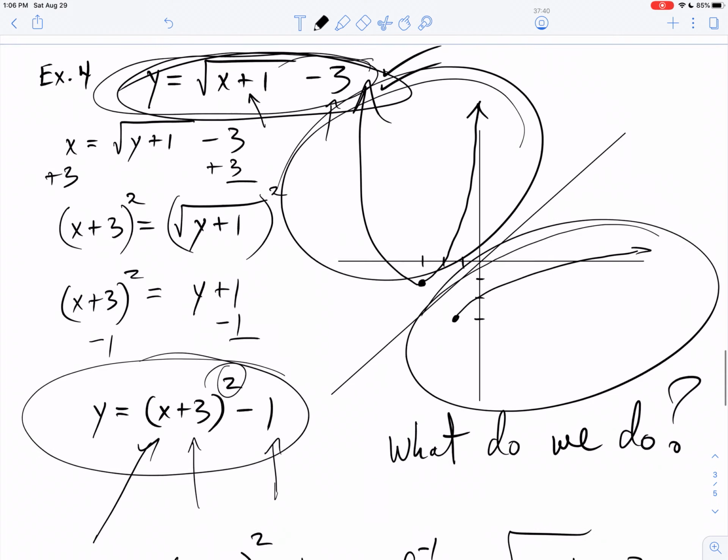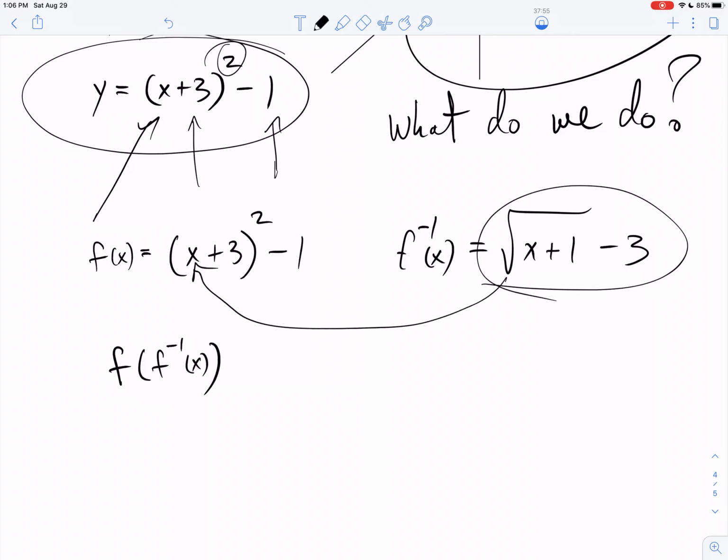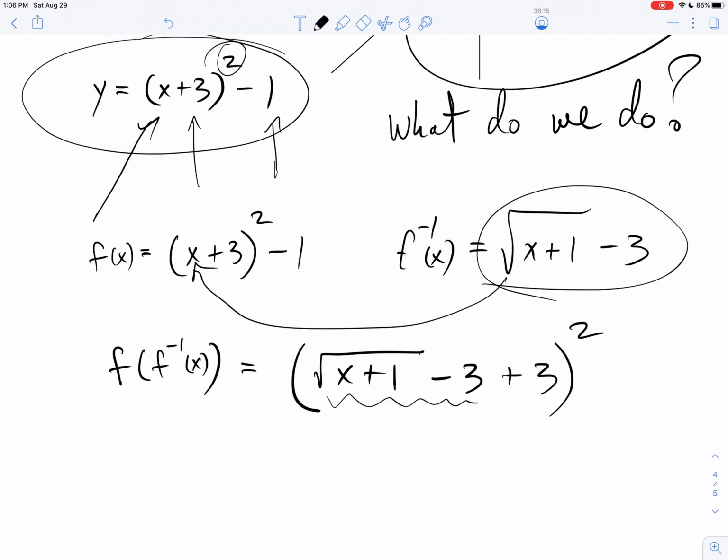Now, let's make sure I did that right. Yes, I did. All right, so here we go. If I wanted to not have to graph this to check it, I could do this. I'm going to take this guy and plug it into this guy. What would that look like? Well, f would say then, you're going to have the square root of x plus 1. Oh, wait a minute. Did I write that down wrong? Oh, yeah, plus 1, minus 3. I'm going to take that whole thing, plus 3, square it. See, this whole chunk replaces the x. Minus 1. It does minus 1 at the end.